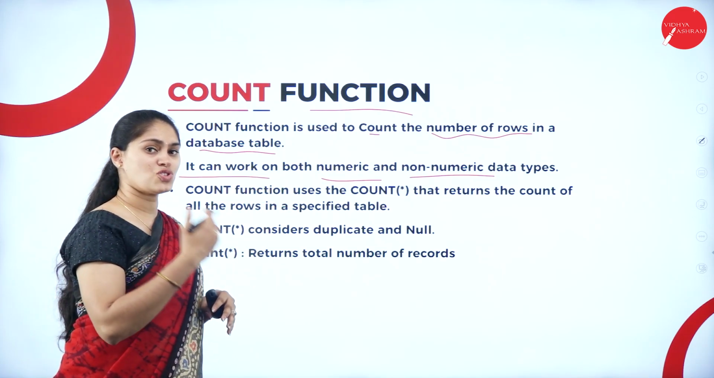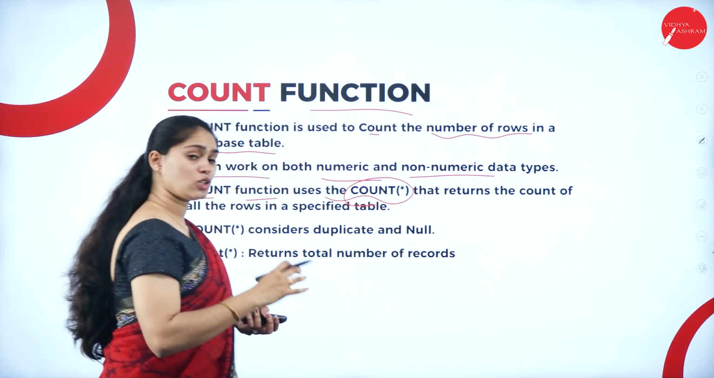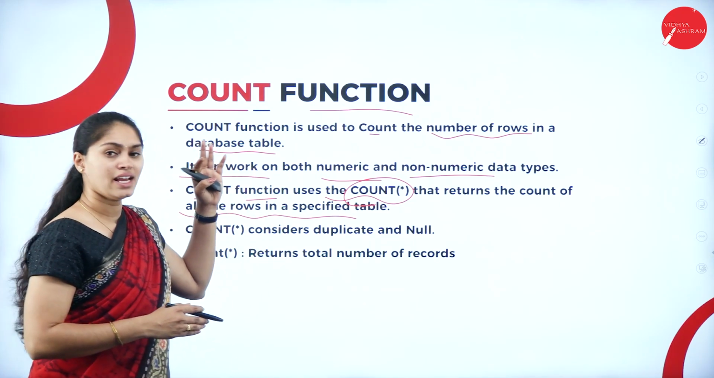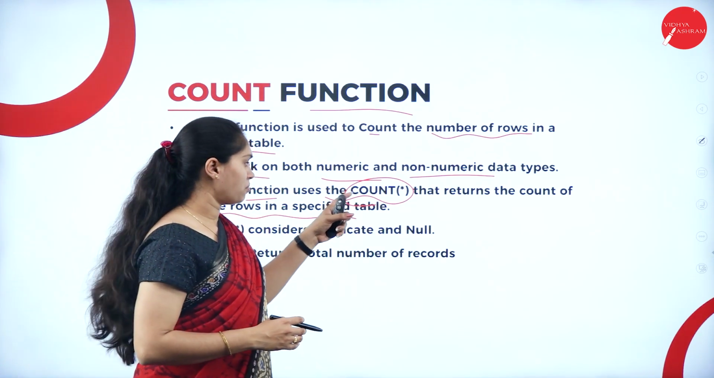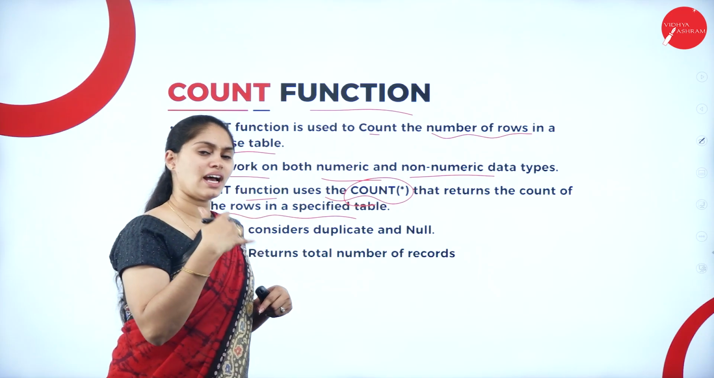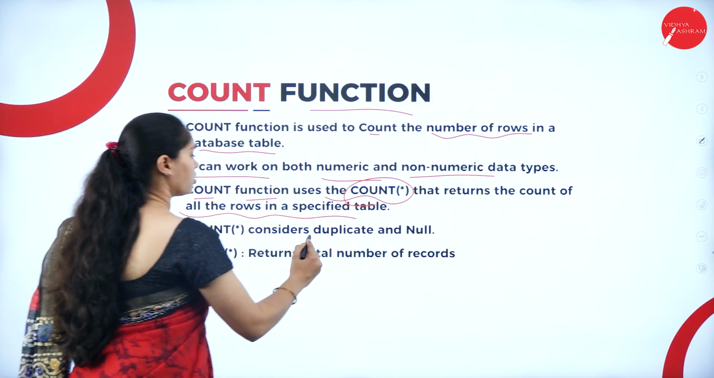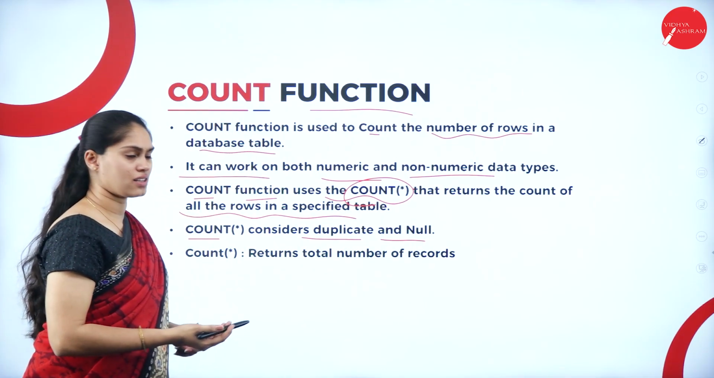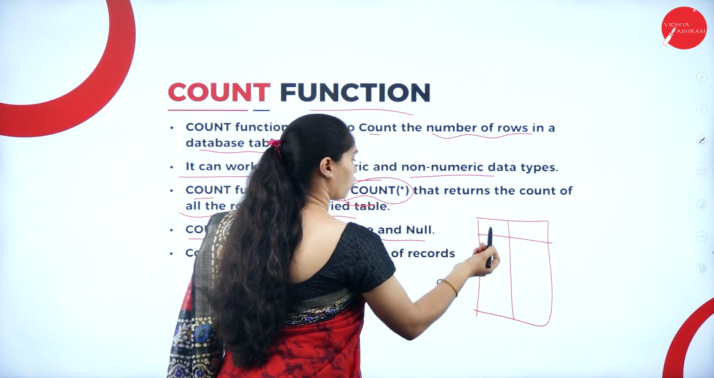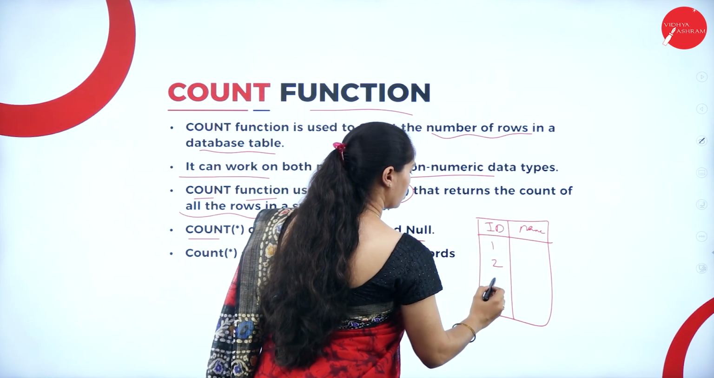And if I want to check all the values, this count function uses count of star. That returns the count of all the rows in a specified table. For example, if I have 10 rows in a particular table and I am using count star, it will return all the rows in the table. And this will include both duplicates and nulls. So for example, if I consider a table and use count of star for ID and name, consider 1, 2, 3.